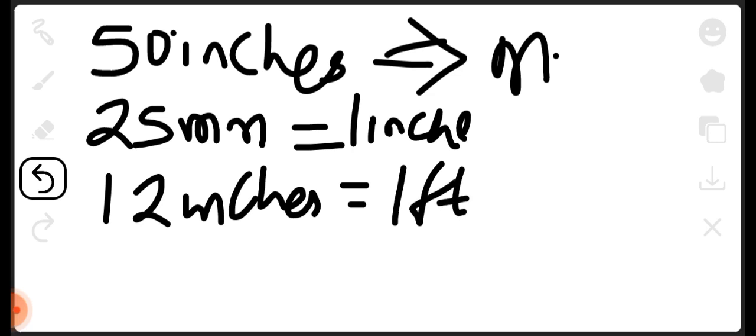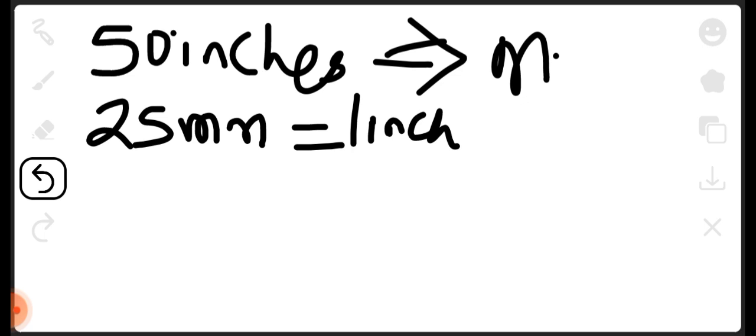Take note of this. If I want to convert from millimeters to inches, I will divide by 25. If I want to convert from millimeters to feet, I will divide by 25 times 12. If I want to convert from inches to millimeters, I'll multiply by 25. If I want to convert from feet to millimeters, I'll multiply by 25 times 12. That's how we did before in our metric units. So taking note of that is very important.